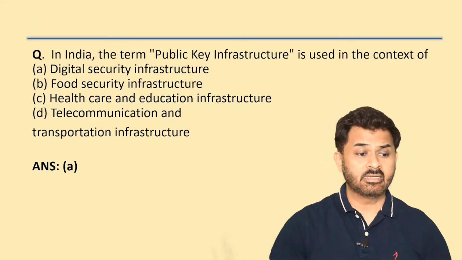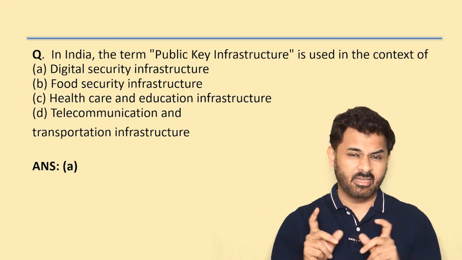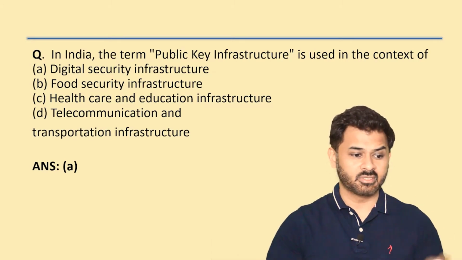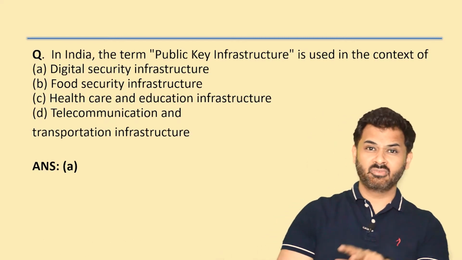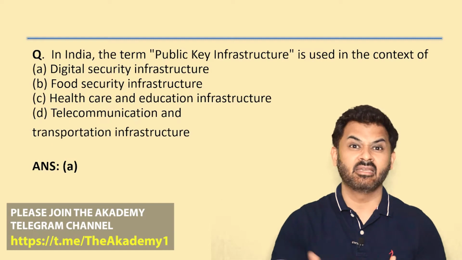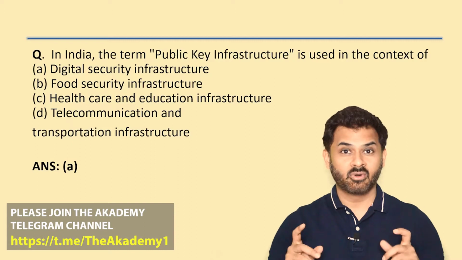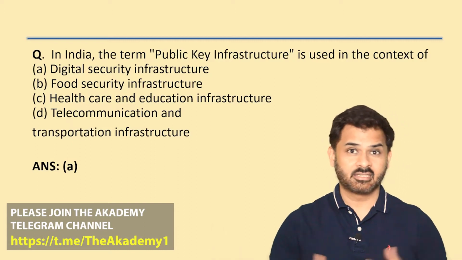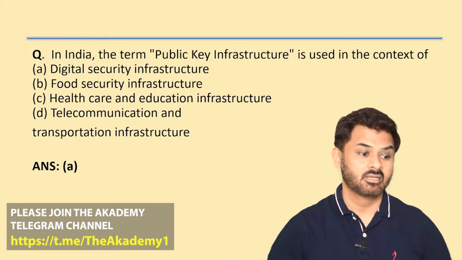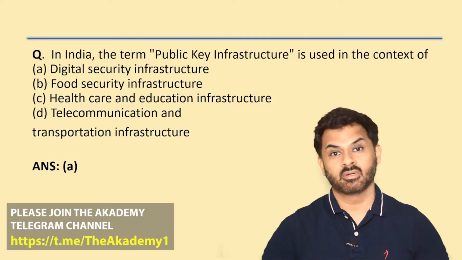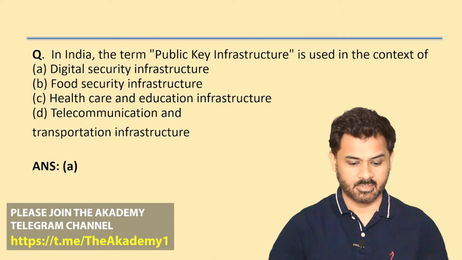The second one here: in India, the term public key infrastructure. Look at the term: key is related to security. Out of the given options, it would be either A or B. Food security infrastructure is something for which we need not develop a public key. The word key is less likely there, but for digital security infrastructure it is more likely, because as far as the security of systems is concerned, the word key is more applicable. So the answer is more likely to be A in this case.